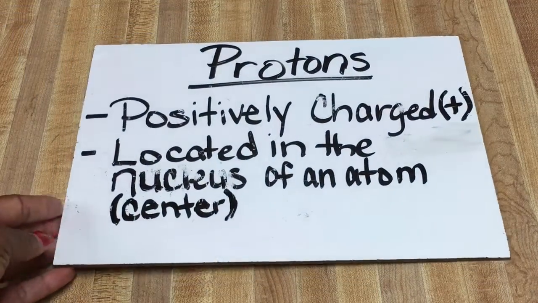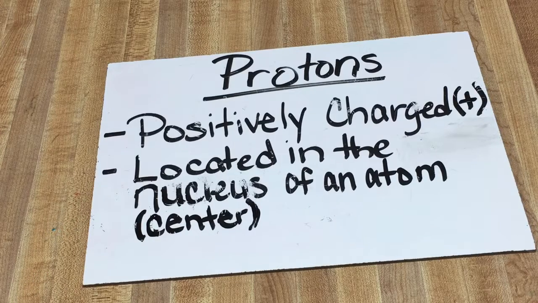Protons are the things that are positively charged in an atom. Protons are located in the nucleus of an atom, and we'll talk about the nucleus for just a second. The nucleus is the center part of the atom in that picture. If you remember from the atoms slide, the blue and the red portion is the nucleus of an atom. It is the control center of that atom.